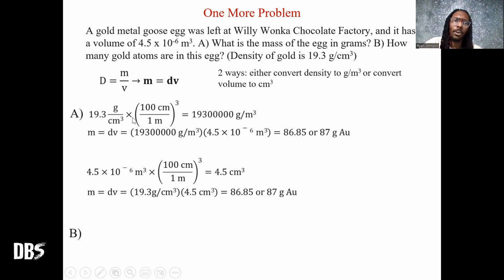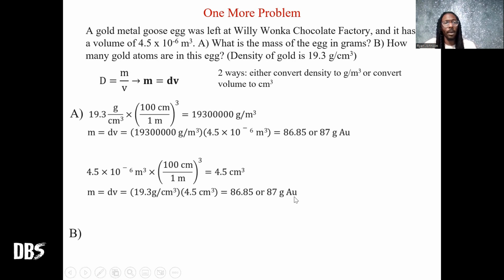First way, I converted my density to grams per meters cubed using this same equation here. Second way, I converted my volume to centimeters cubed using this same equation here. Okay. Just want to make sure we understand that. If you don't, please let me know.